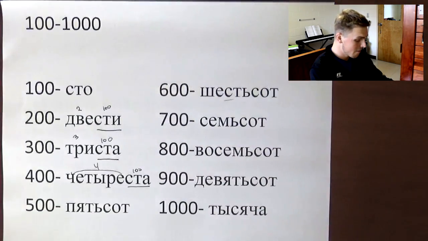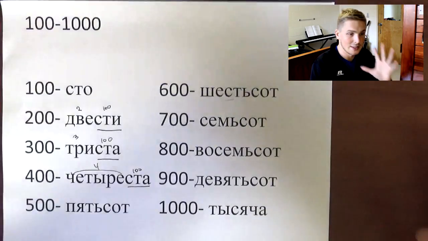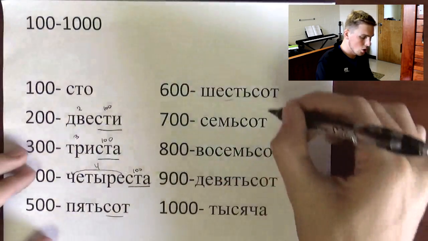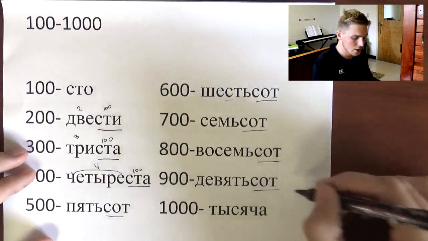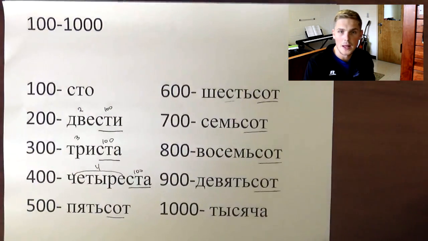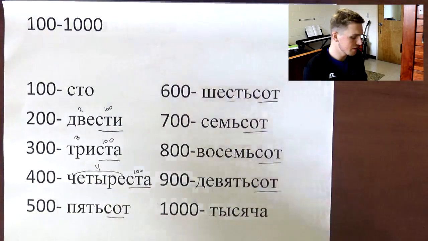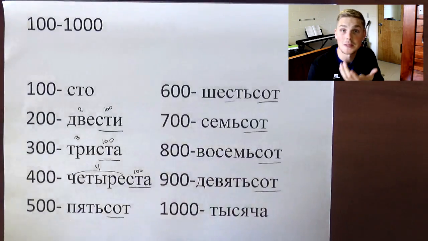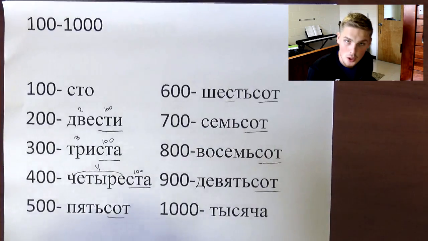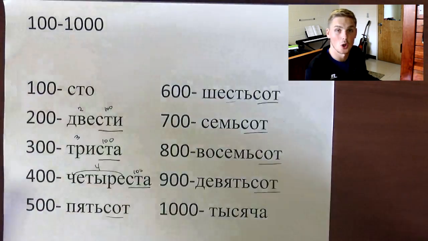And then from 500 to 900, the part that represents 100 is going to stay the same. It's going to stay sot, sot, sot, sot, and sot. And we just add the number before it that represents the number of hundreds. So if it's 500, we know that 5 is 5 in Russian, so it's going to be 500.